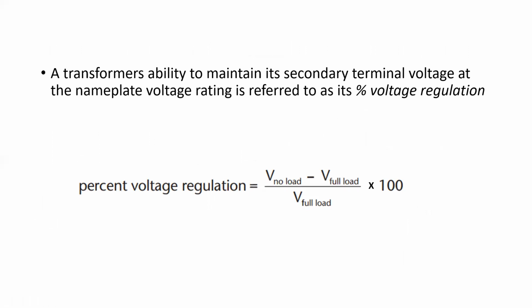It's desirable to have a transformer with a very small percent voltage regulation, where it's telling me it will only deviate maybe 1 or 2%. A transformer with 15% voltage regulation would be considered very poor in its engineering and design.